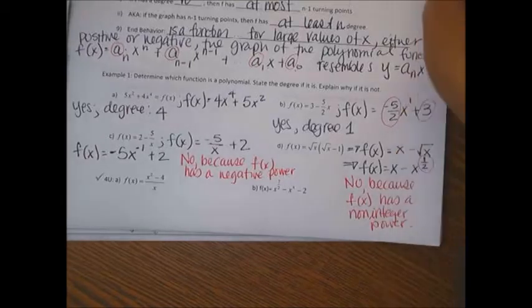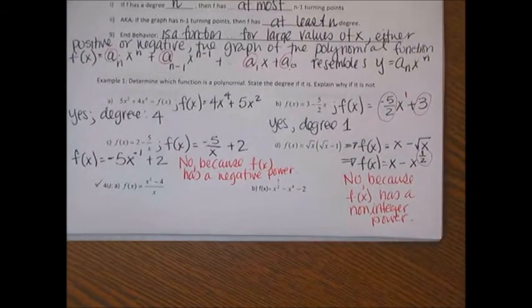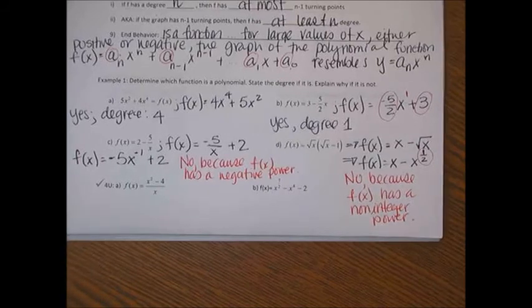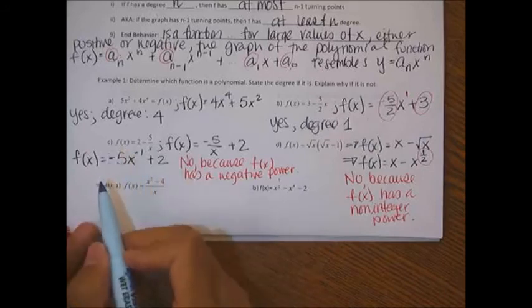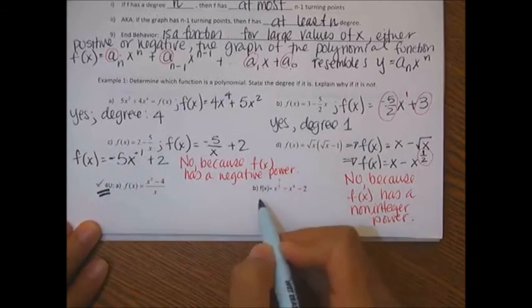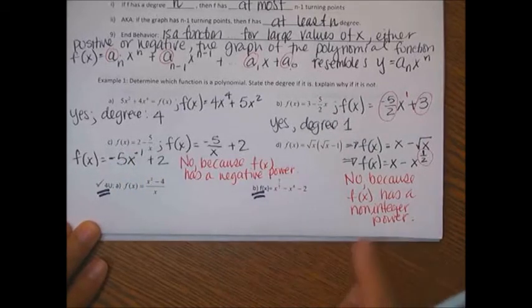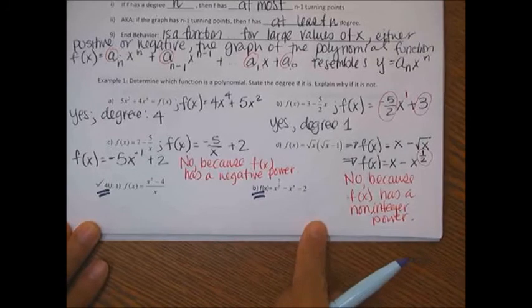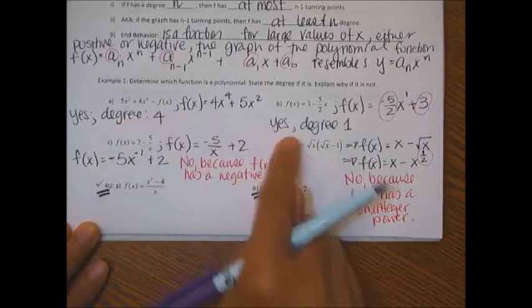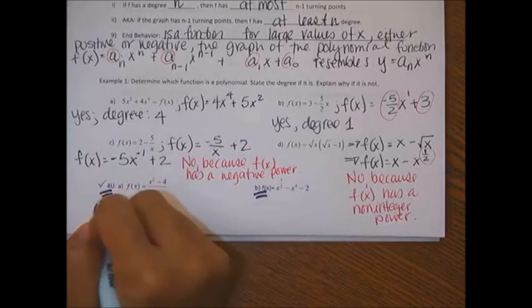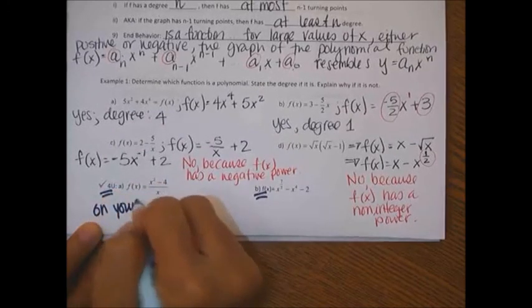All right. So with that said, we have done all of example 1. What I would love for you to do right now is go ahead and complete check for understanding A and B on your own. Don't forget to give me the reason of why if it's not a polynomial. If it's a polynomial, make sure you give me the degree. Okay, so do both on your own.